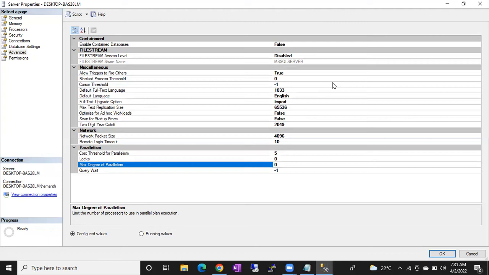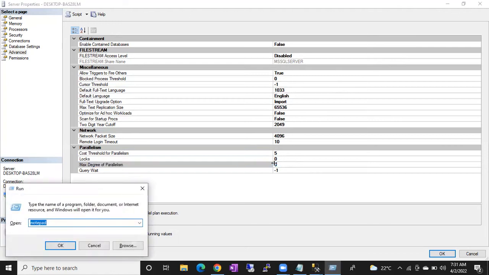So if parallelism is needed, how many CPUs do you want to use to execute your query? Generally, how are we going to decide the CPU, guys? We'll have cores, right? 2 core, 4 core, 8 core, 16 core, 32 core, like that we'll have CPU cores. So this max degree of parallelism value will depend on your number of CPU cores.